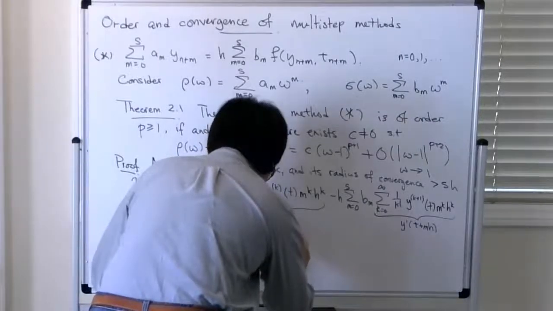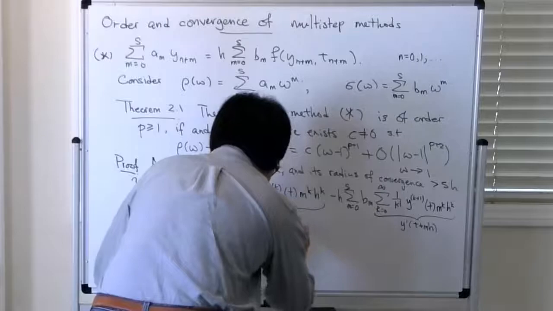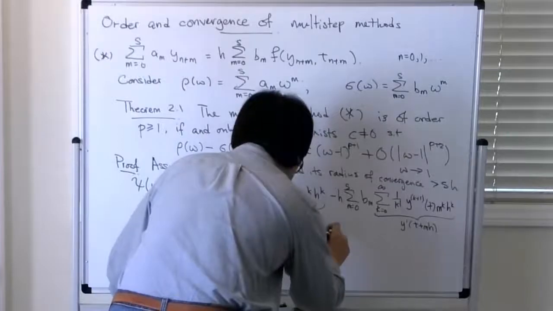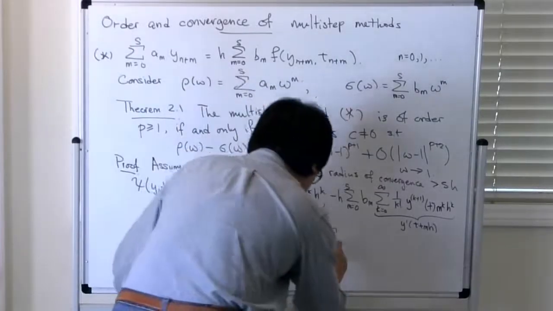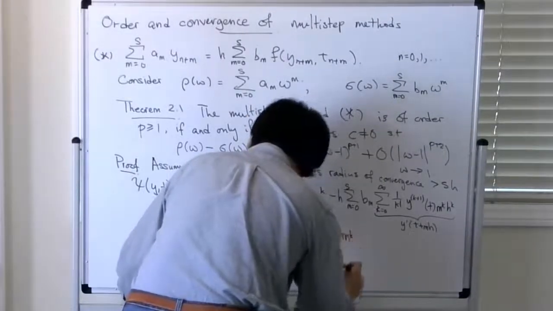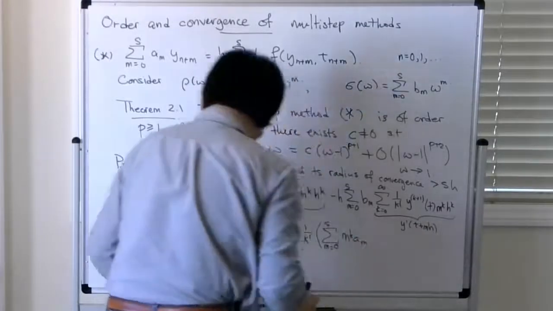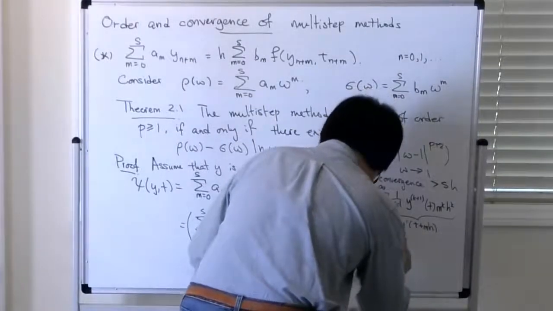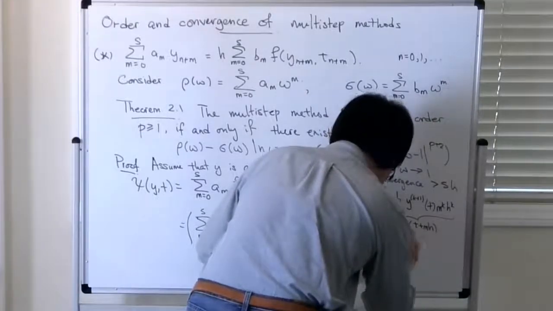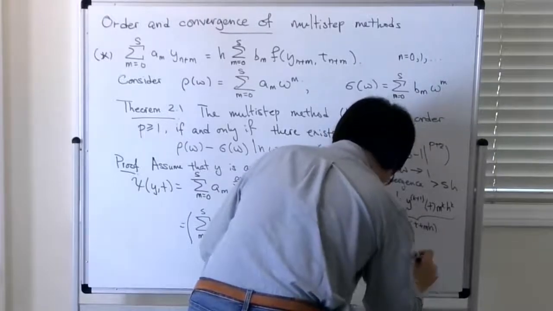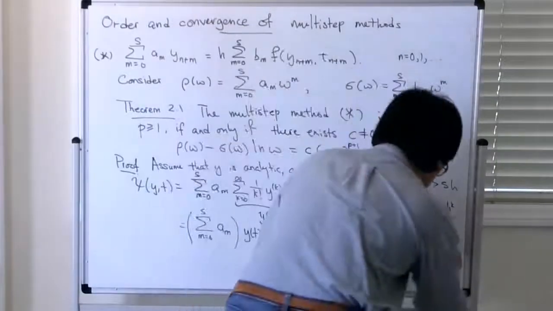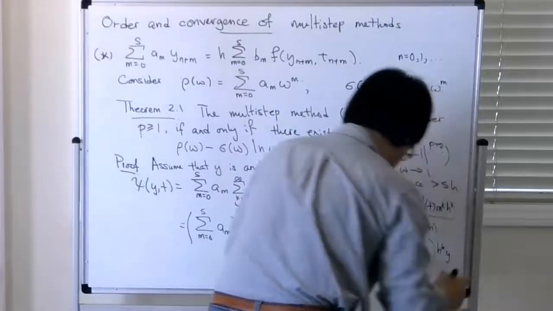Plus the sum from k equals 1 to infinity of 1 over k factorial, times the sum from m equals 0 to s of m to the k a_m, minus k times the sum from m equals 0 to s of m to the k minus 1 b_m, times h to the k, and then the kth derivative of y.